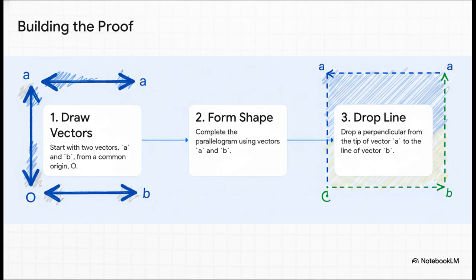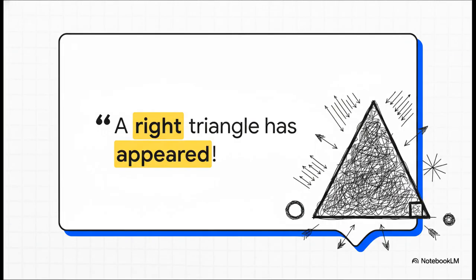We start with our two vectors, A and B. We can imagine them forming a parallelogram. But now, here's the critical move. You take the tip of vector A and you just drop a line straight down, perpendicular to vector B. And when we do that one simple thing, bam! A right triangle just pops into existence, just like that. This little triangle is the geometric heart of our entire proof. This is exactly what we were looking for.